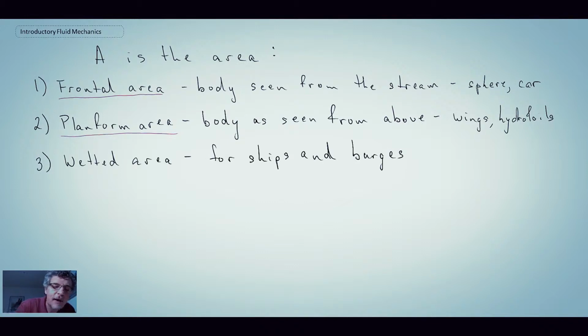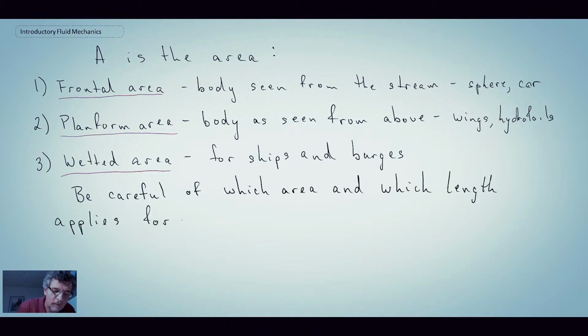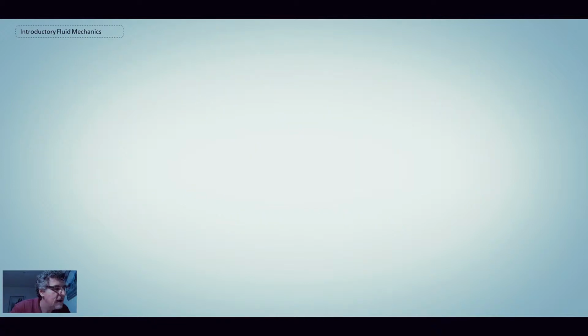And a final area that could be used is wetted area, and again that would be from a nautical application. So for ships or barges, it would essentially refer to the area of the ship that is in contact with liquid. So the main point here is just to be careful in terms of understanding what length or area has been used to produce the drag coefficient data that you might be using. Okay, so that is the area and the length scale and the Reynolds number and the drag coefficient.